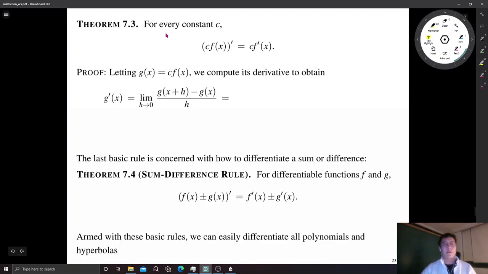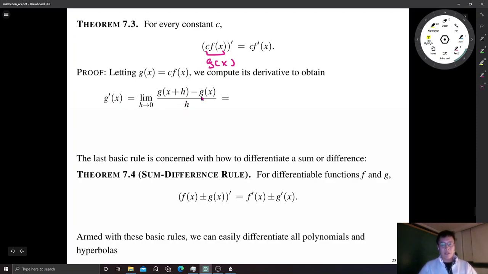And the third rule tells us that whenever we have a function that is a scalar multiple c of f of x, we can pull out the constant. So the derivative is c times f prime of x. So the constant c, whenever it is multiplied, can be pulled out. Okay? So the way to prove this is we call that inside function g of x. And the left-hand side is g prime of x.